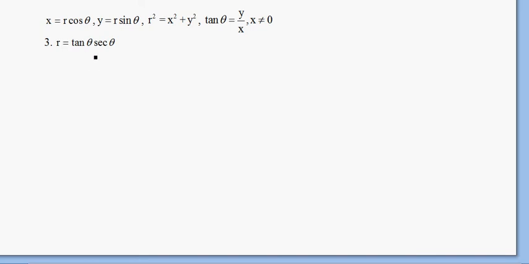So here's a little bit different one. Here we have secant theta, and we have tangent theta. So tangent is equal to y over x. And secant is just going to be the reciprocal of x over r. So if cosine is x over r, that means secant is r over x. So r is equal to y over x times r over x.